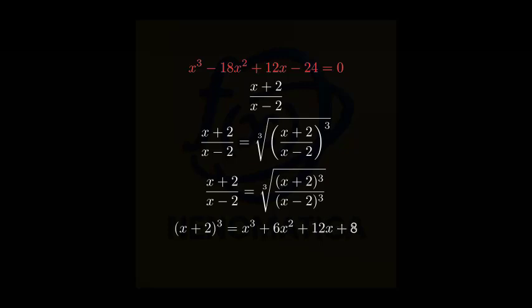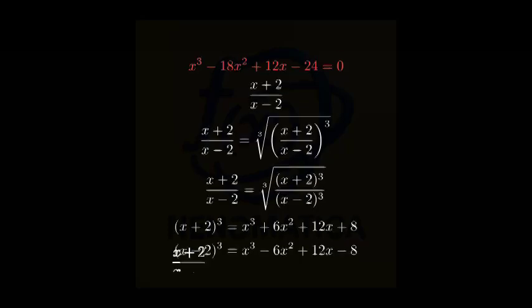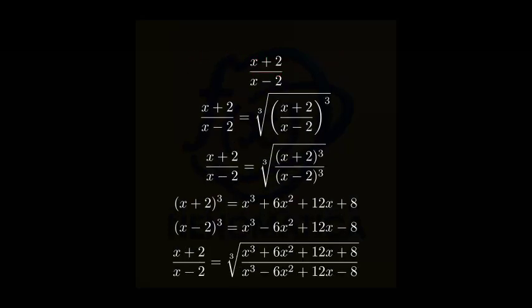Now, let's substitute these expansions back into our equation. We get (x plus 2) divided by (x minus 2) equals the cube root of the fraction with x cubed plus 6x squared plus 12x plus 8 in the numerator, and x cubed minus 6x squared plus 12x minus 8 in the denominator. Now, here comes the key insight. We know from our original cubic equation that x cubed equals 18x squared minus 12x plus 24. Let's rearrange our original cubic equation to isolate x cubed. Now, we'll substitute this value of x cubed into both the numerator and denominator of our fraction.